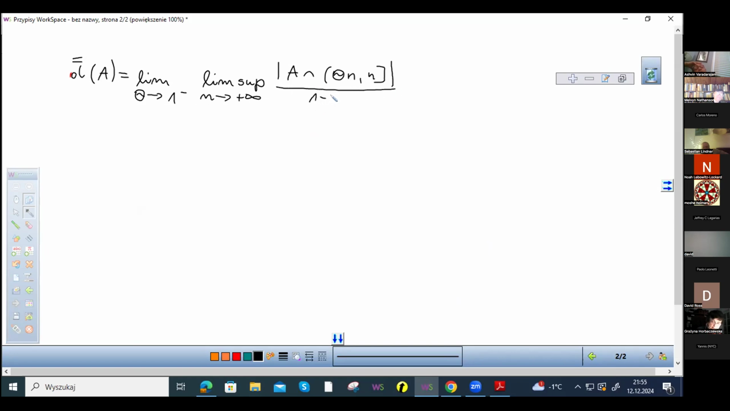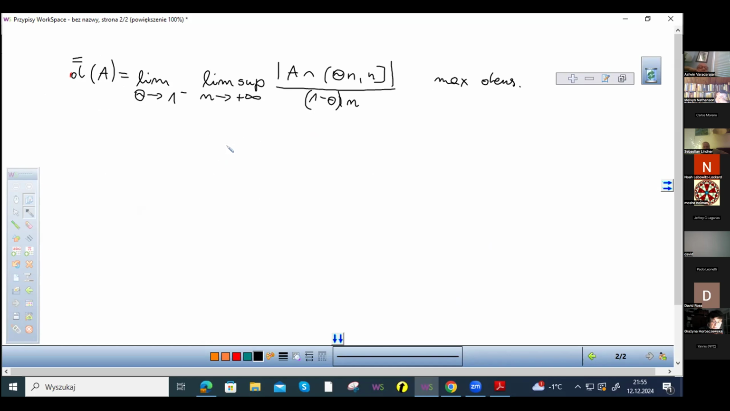One minus theta multiplied by n, the length of this interval is here. Maybe it's not written properly. Of course, it's called maximal density. Let's call it maximal density. I'm not going to write the definition of the minimal density because it's similar. Its only difference is here, the lower limit.